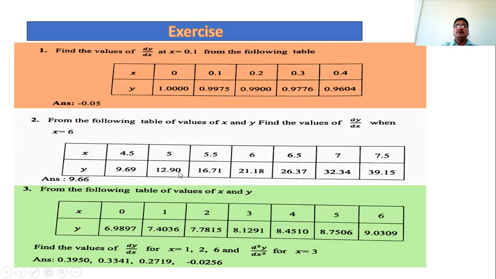And these are some exercise assignments for you. The first problem is dy/dx at 0.1. We have to find the first order derivative at 0.1. Is 0.1 in the table? So write the particular formula.